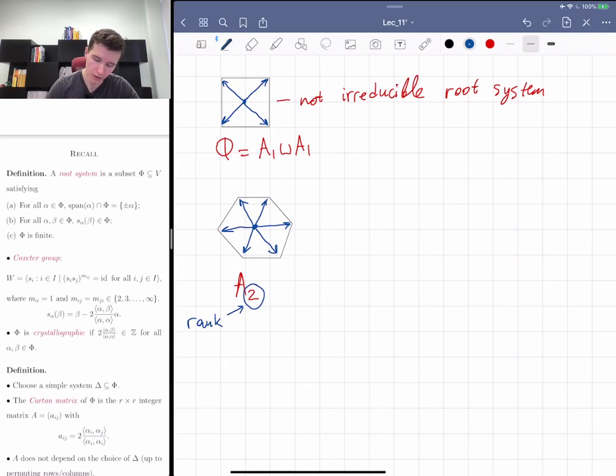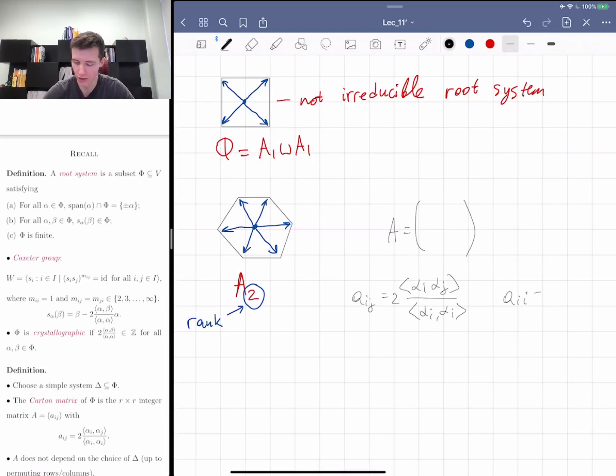Okay, now if I take the A2 root system, and then I want to compute the Cartan matrix, which is given by this condition. So first of all, it's going to be a square matrix of size 2, because it's rank 2. So A is a 2 by 2 matrix with entries Aij given by twice (alpha i, alpha j) divided by (alpha i, alpha i).